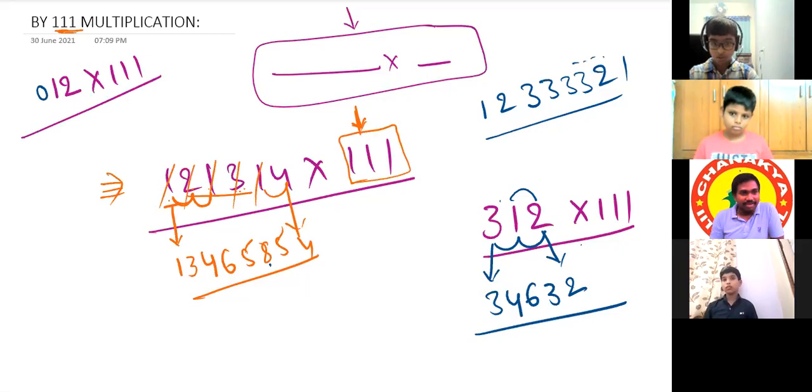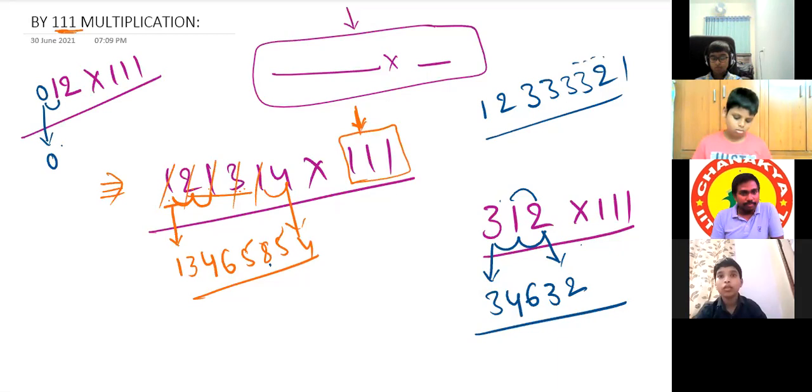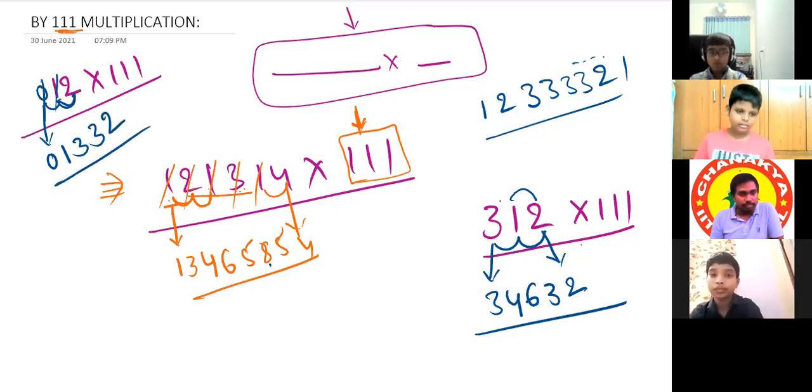Now, is it okay? 0 as it is. Next, 0 plus 1 is 1. Then 0 plus 1 plus 2 is 3. Now cancel this 0. 1 plus 2 is 3. Again 3. Then cancel that 1. Last 2 as it is. So 1, 3, 3, 2.